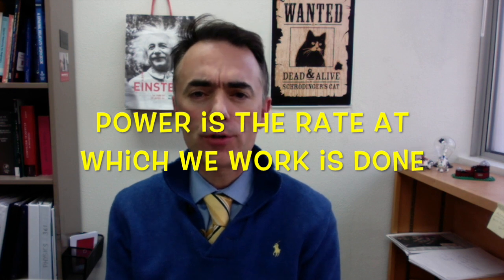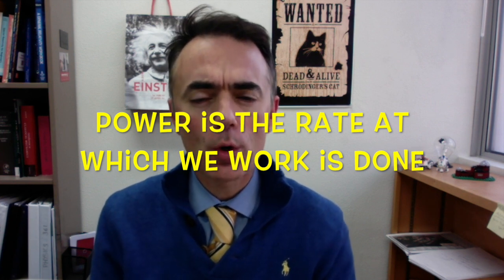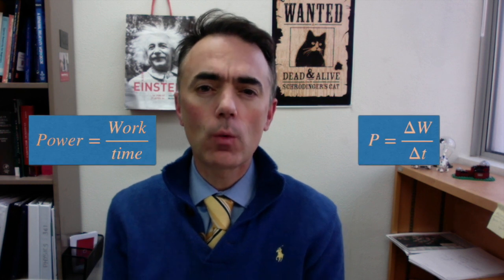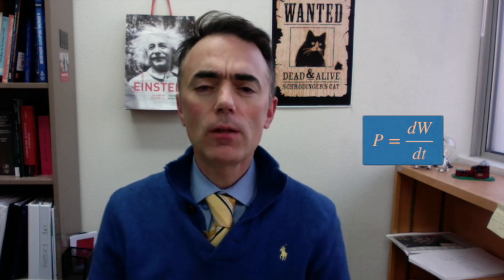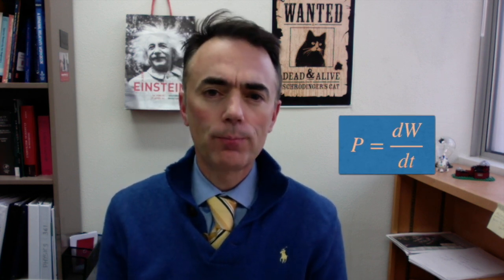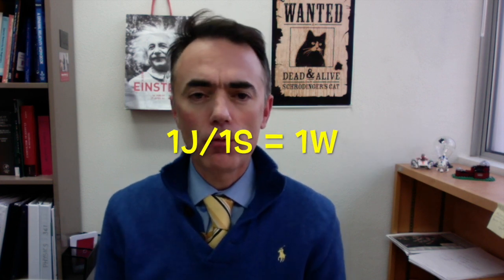We define the power as the rate of change of energy, or the rate at which work is done, the rate at which we transfer, we consume, or we use energy. Mathematically, we can write this as power equals delta work divided by delta time. This, in the limit of a short time interval, as usual, will be the derivative of work with respect to time. The units of power are joules per second, which gets the name of watt.